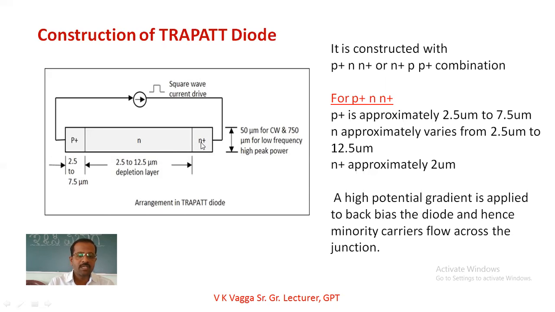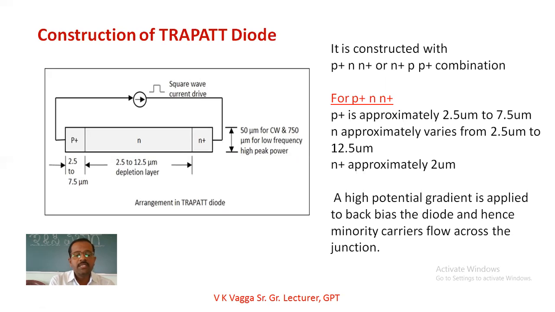And if you take the length, or the height, of this one, it is approximately 50 micrometer. It is for the continuous wave, and it is up to 750 micrometer if it is operating at low frequency. This is all about the construction of the TRAPATT diode.